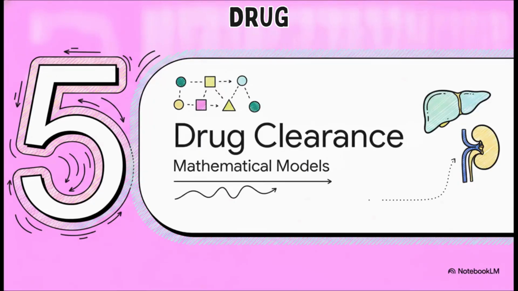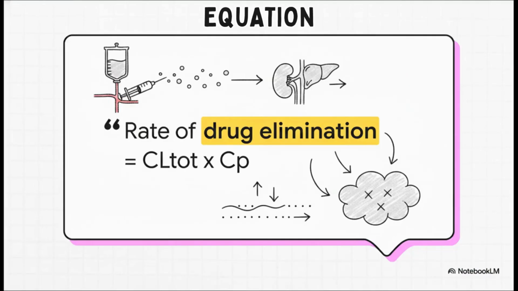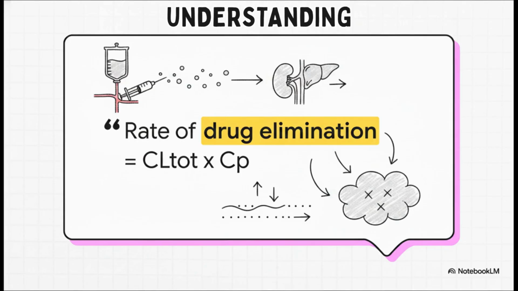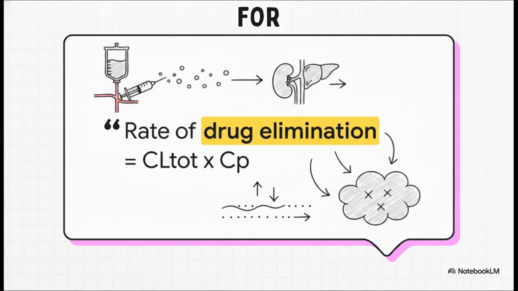Section 5. Drug clearance fundamentals. Time to put some solid math to all these physiological concepts. This equation right here, this is your master key. Total clearance relates the rate of drug elimination to the drug's plasma concentration, or CP. Simply put, total clearance is the sum of renal, metabolic, and all other clearance rates. Understanding this formula is absolutely critical for figuring out how we maintain steady, safe therapeutic drug levels in our patients.